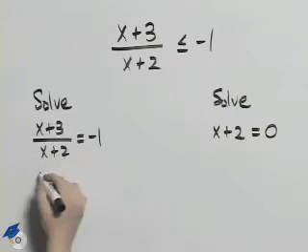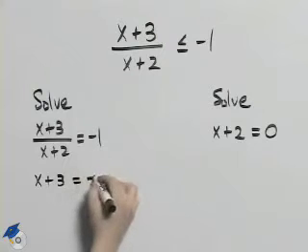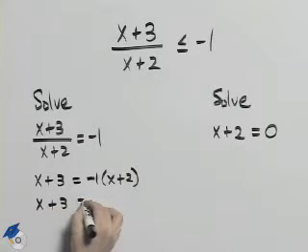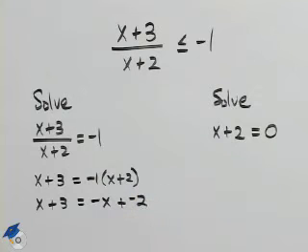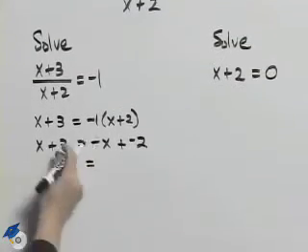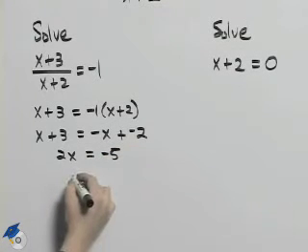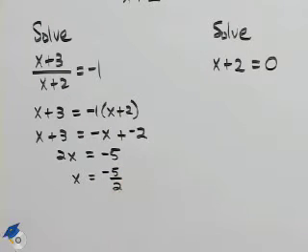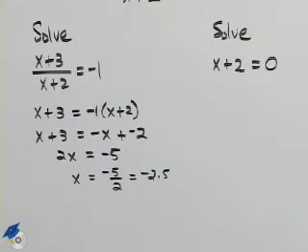We solve this first equation by taking x plus 2 times the right-hand side, in other words, cross-multiplying. If we simplify, we'll have -1 times x, which is negative x, plus -2. I can add an x to both sides, and I can also subtract a 3 from both sides. So we should end up with 2x equals -5. Dividing both sides by 2 gives us x equal to -5 halves. Now, -5 halves is the same as -2.5, which might help us define our intervals a little easier.